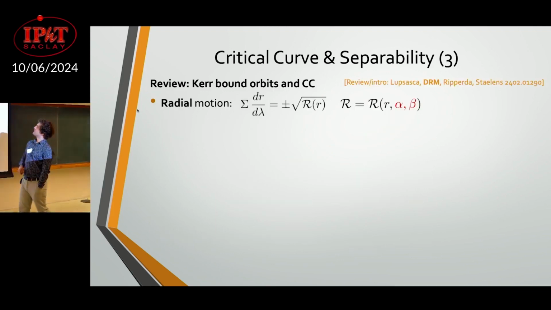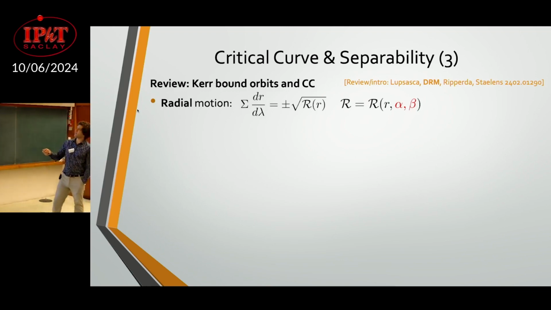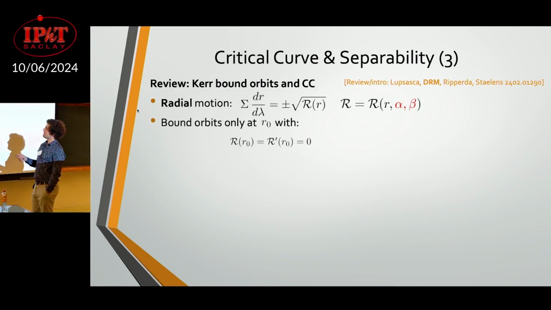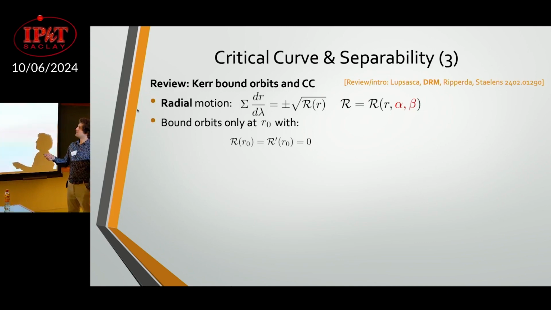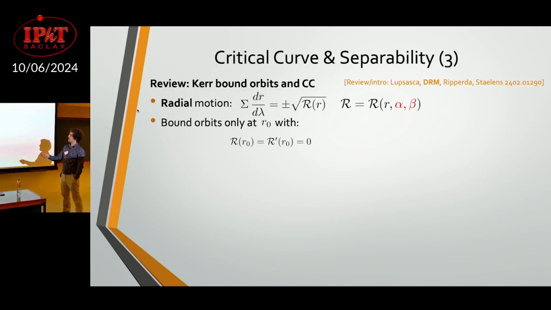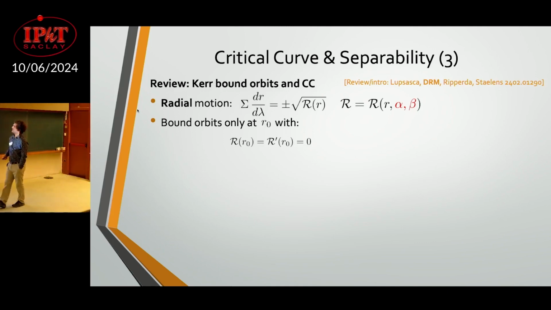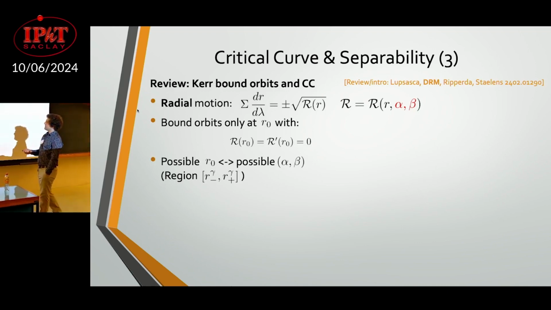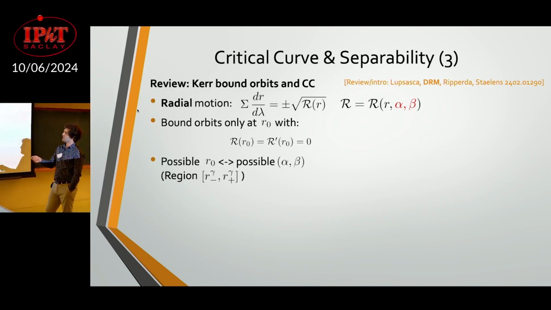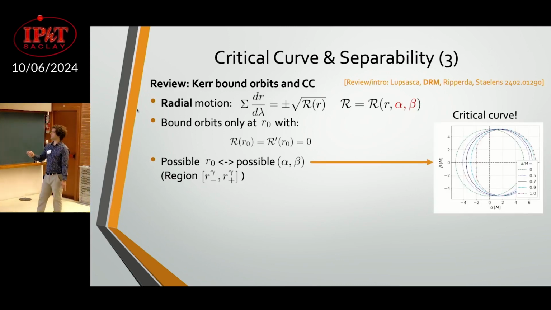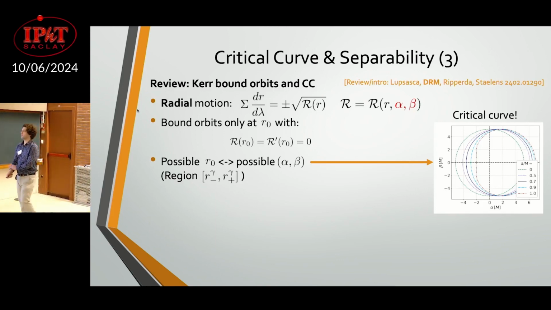Okay, good stuff. By studying this radial motion equation, I can deduce where the bound orbits lie. In particular, you can show that the bound orbits only lie at double zeros of this radial potential. Essentially, you need R to be 0 so that dr is 0, the radius doesn't change. And then you need R prime to be 0 so that the equation of motion, d squared r, is also 0, and so it stays at the bound orbit. Now this gives you an equation to solve for possible coordinates on the view screen, and you end up finding the critical curve. So this is the simple procedure that gives you the critical curve in Kerr.